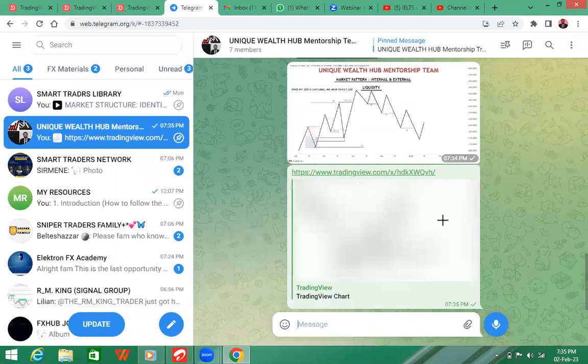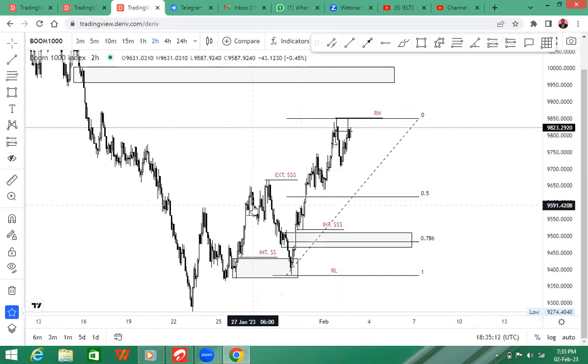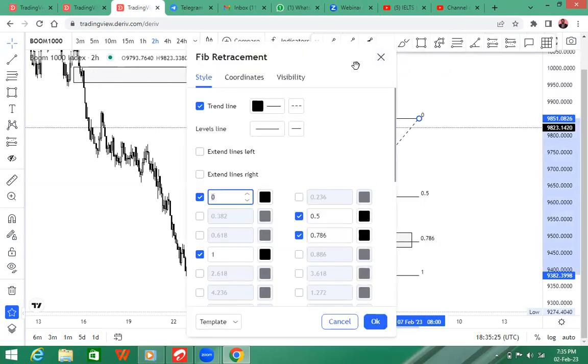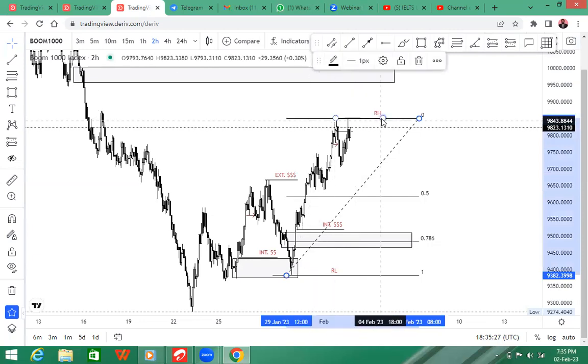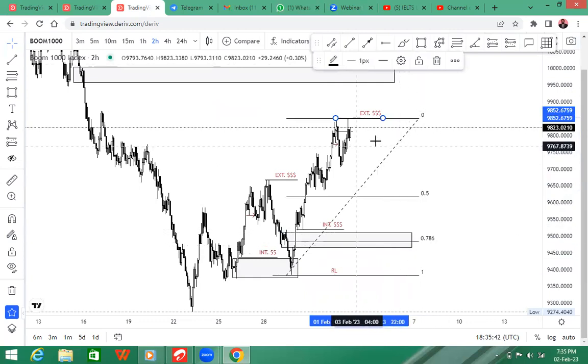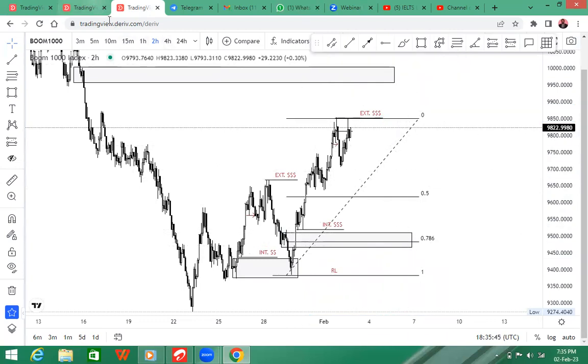Yes, we can hear you, sir. Okay, so let's just check another asset. If we get an entry here, you know that this becomes your external liquidity, which we will be looking for. We'll be using this as range high, which becomes our external liquidity. You get an entry from here, then you can look to go up.